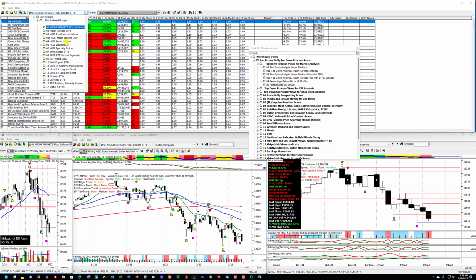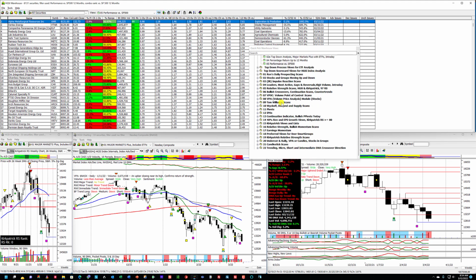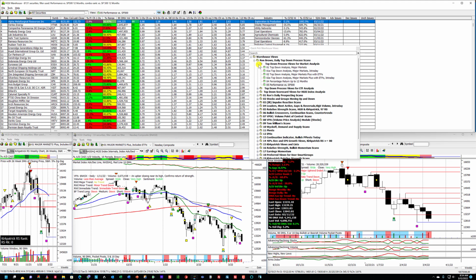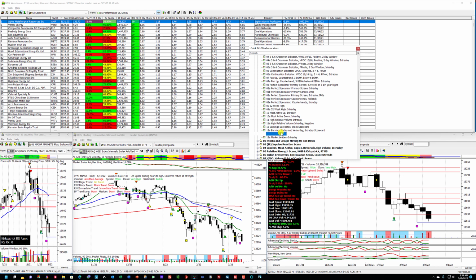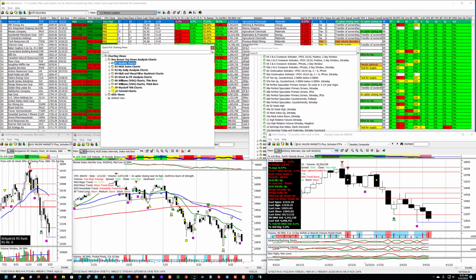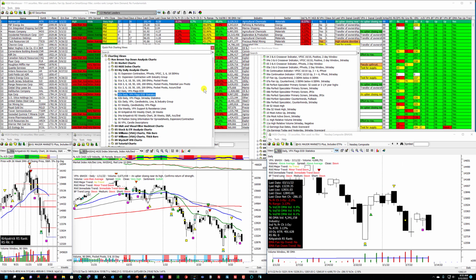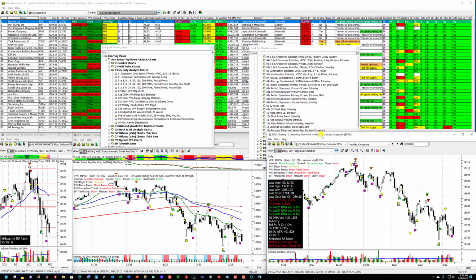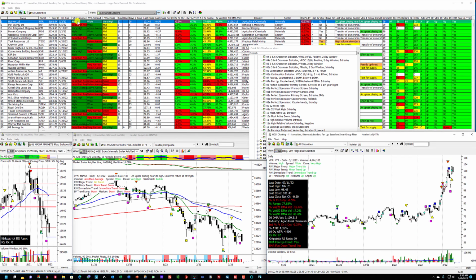Now, it's not all doom and gloom if you happen to be in the correct groups. I'll just go up here to all securities. I'm going to go under my daily prospecting screens, to market leaders, and get out of this view. Just going to go down to my daily analysis charts. I'll do the daily VPA flags, go to this view right here, and I'll sort on raw combo.